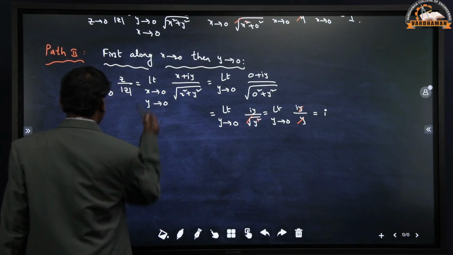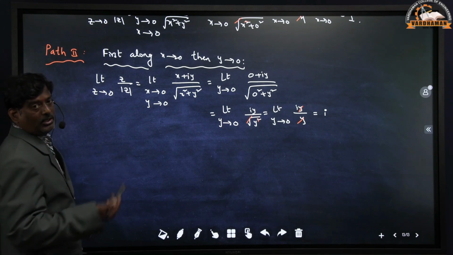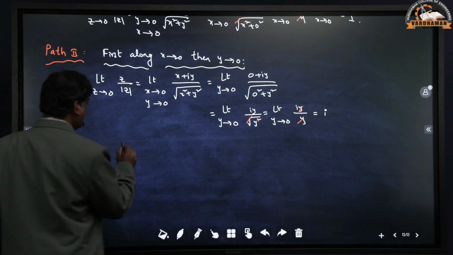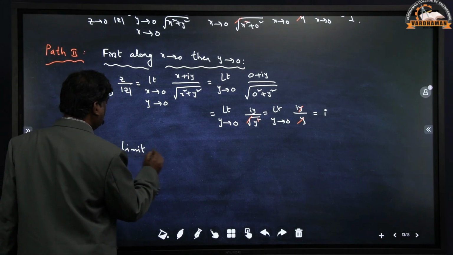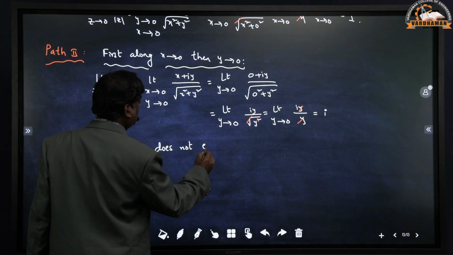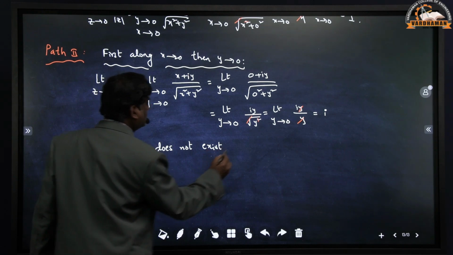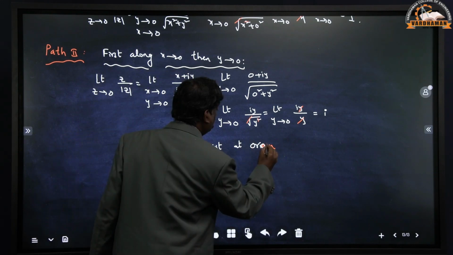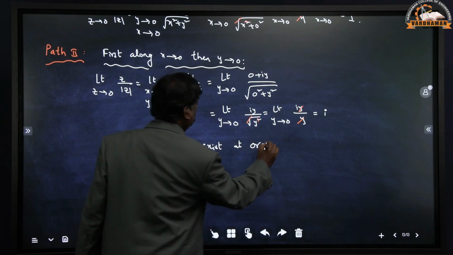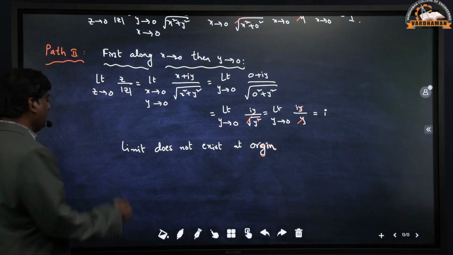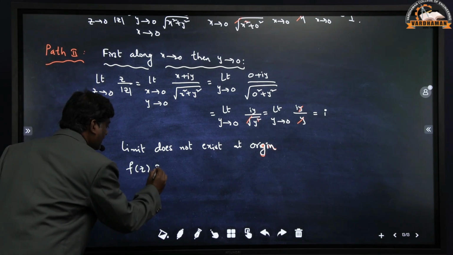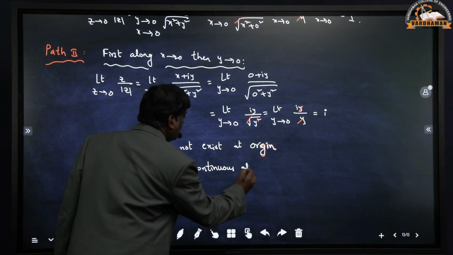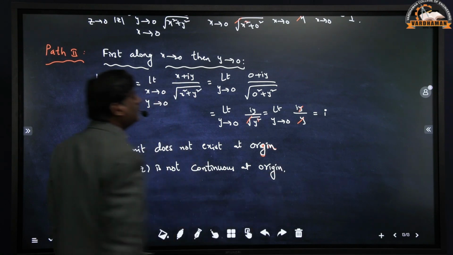Along path 1 and path 2 the limits are different. Limit does not exist at the origin. Therefore f(z) is not continuous at the origin.